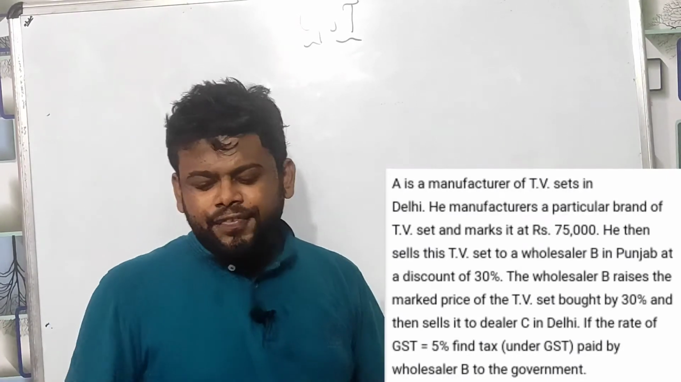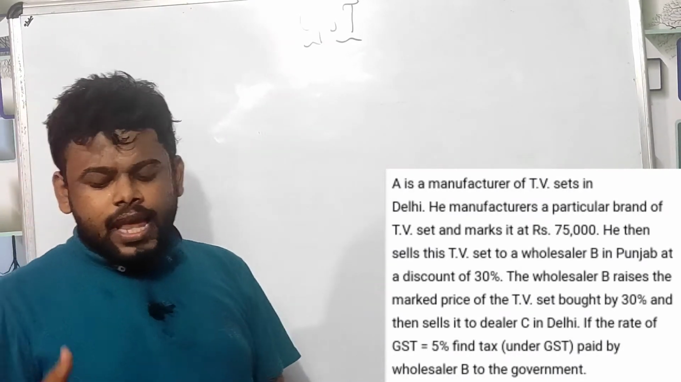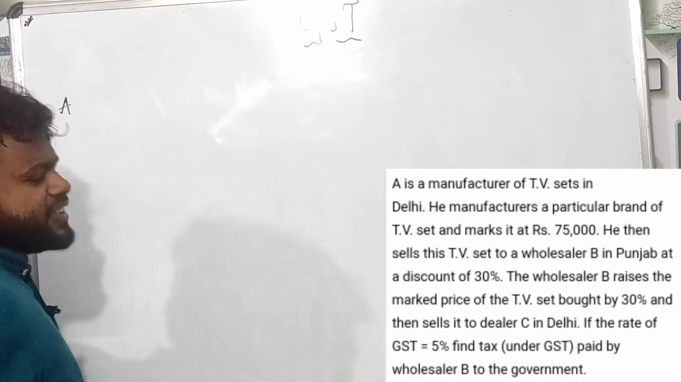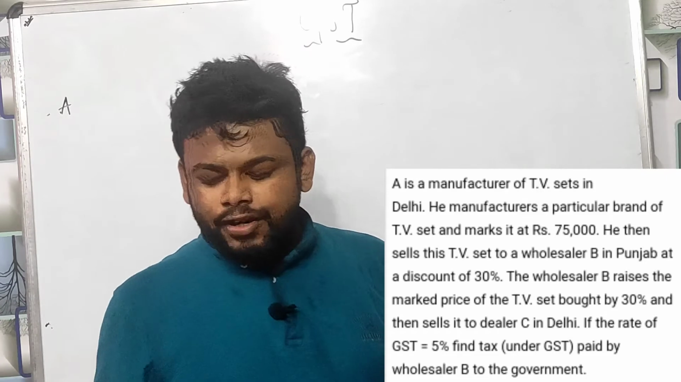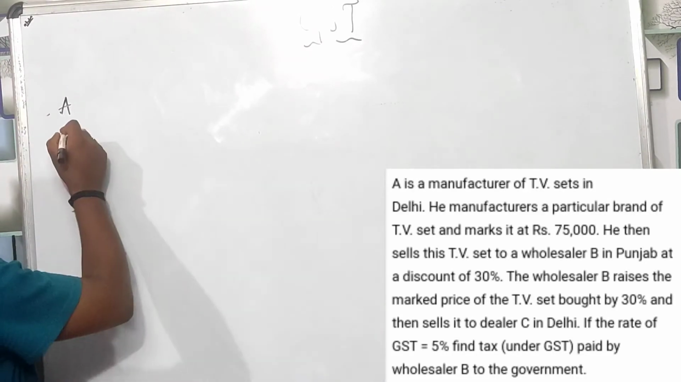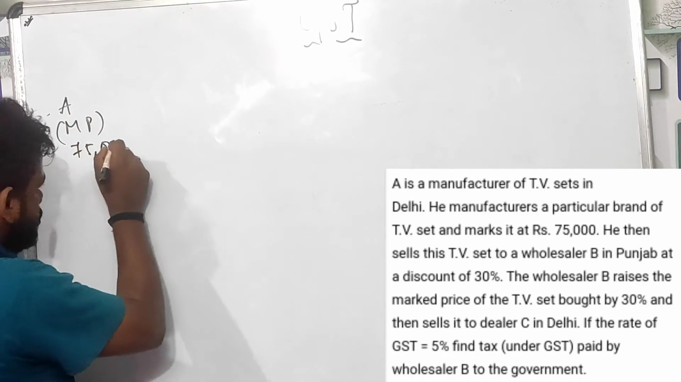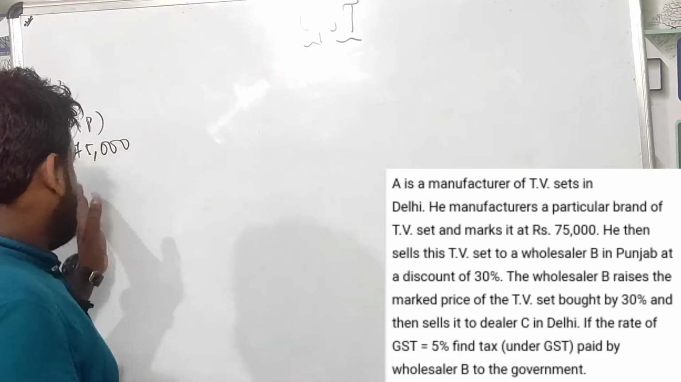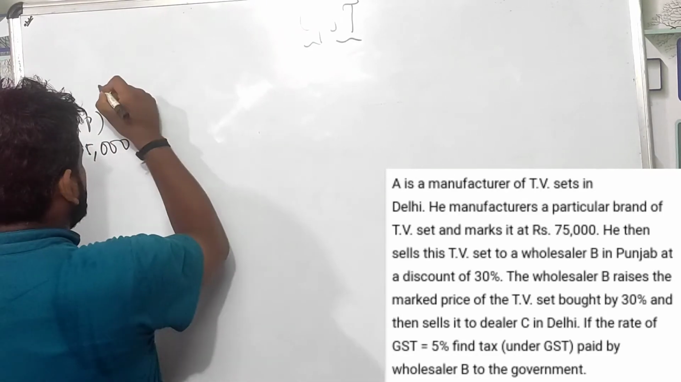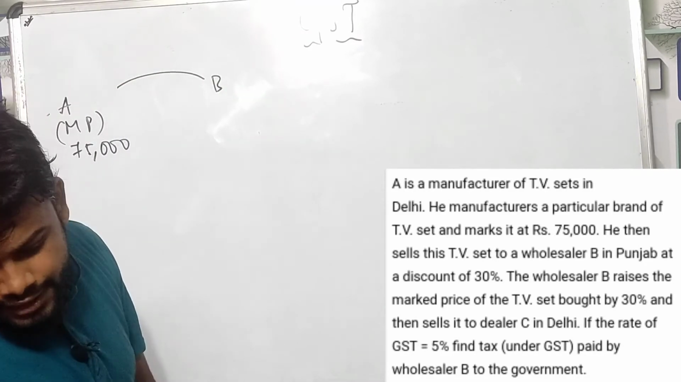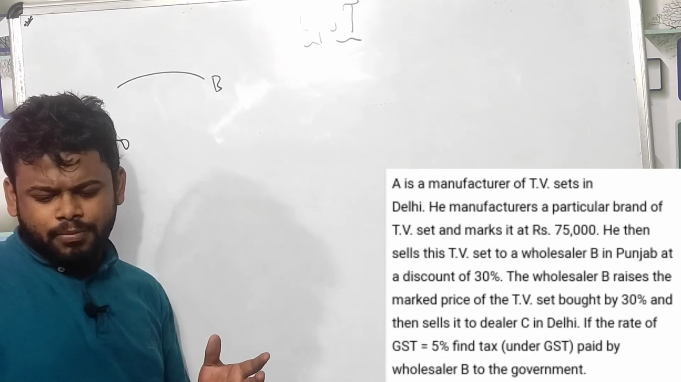The question is: a manufacturer of TV sets in Delhi. A is a manufacturer of TV sets in Delhi. He manufactured a particular brand of TV sets and marked it at 75,000. Then he sold this TV to the wholesaler B, by giving a similar kind of discount as in the last problem.